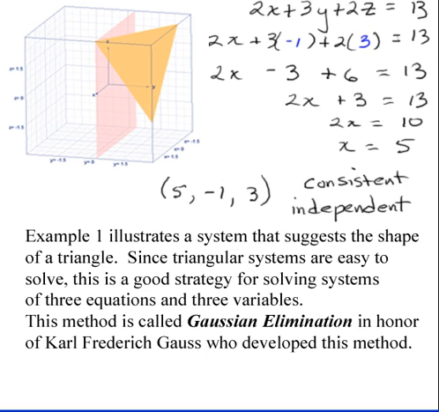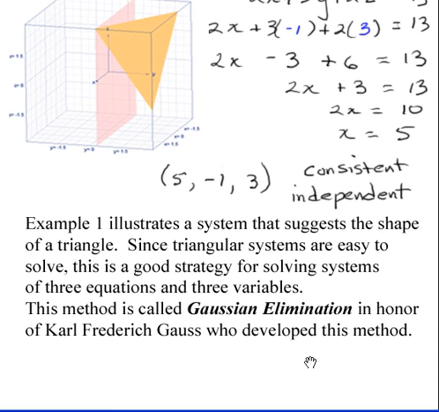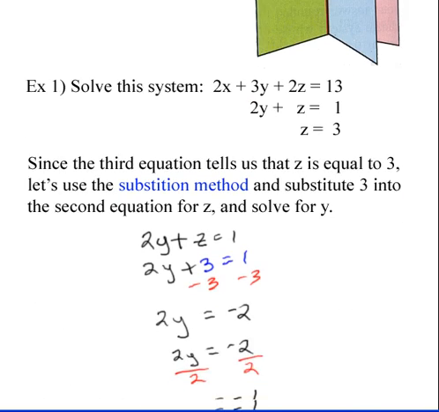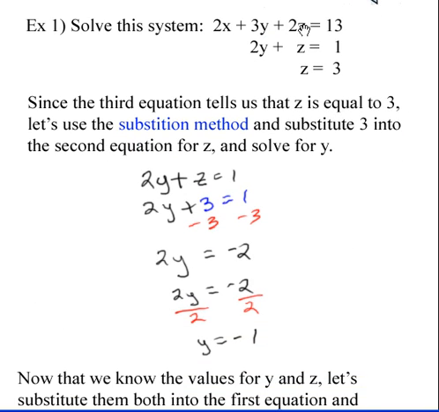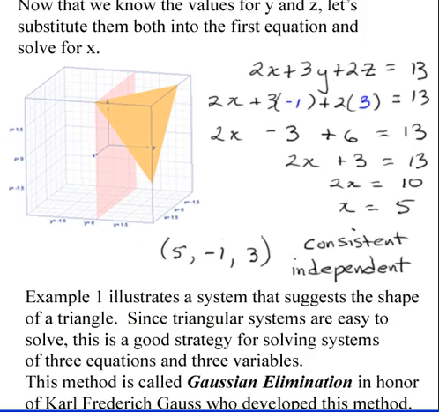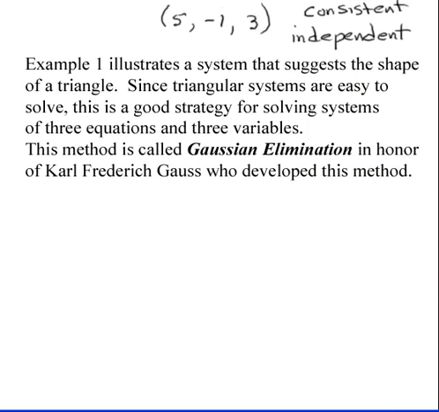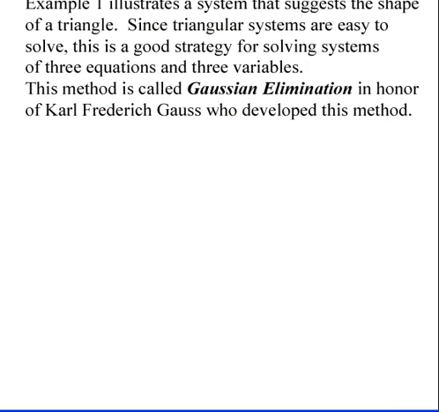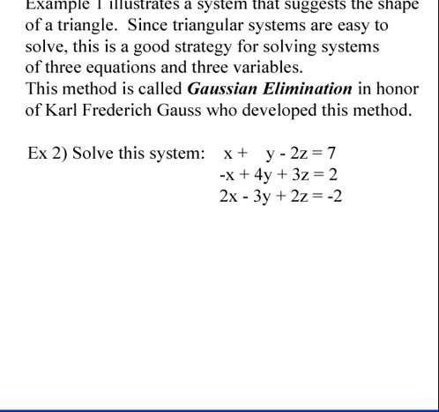And let's take a look at basically that triangular shape that we mentioned, which is our goal. We would like to get all three equations. First equation, all three variables. Second equation, last two variables. Last equation, just the last variable. That triangular shape, that goal, this process is called Gaussian Elimination, named after Carl Friedrich Gauss, who developed this method.